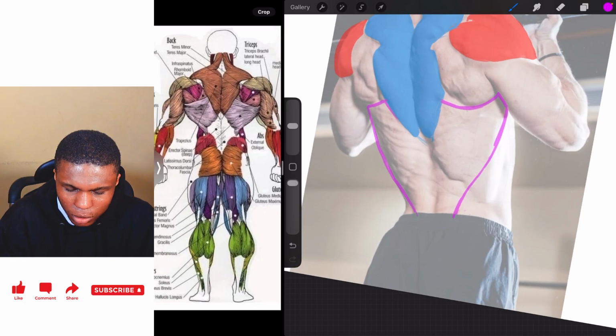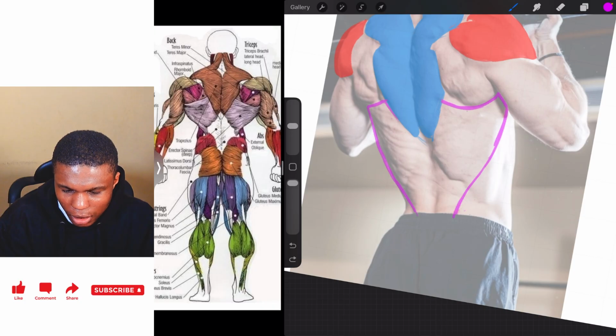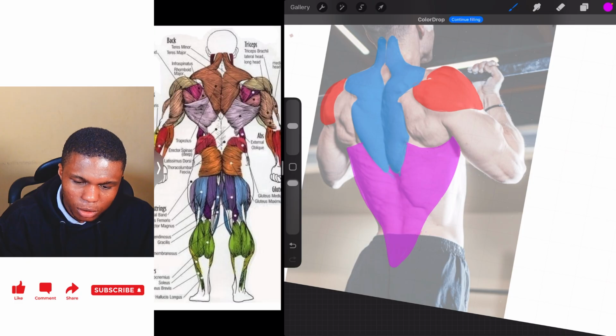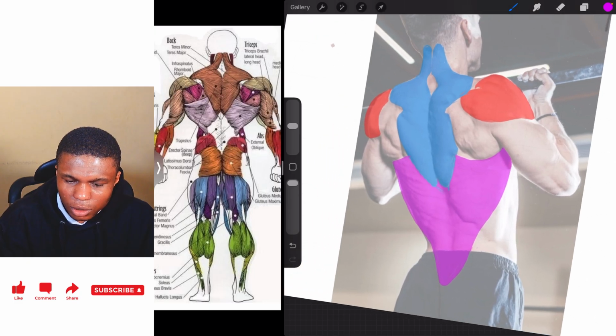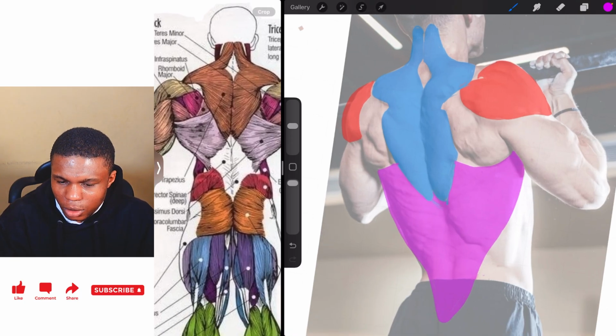Some people would call this area over here the erector spinae muscle, but I'm naming this entire side, this entire shape, as the lat, because the erector spinae is the muscle beneath it. So I'm just going to go by that. Anyways, we have our three basic shapes: the lats, the traps and the deltoid. Then we're going to move to those little shapes that are a bit confusing in the back.